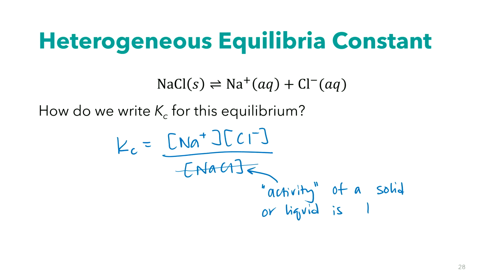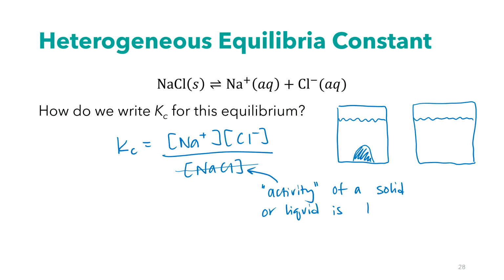The other reason, the place that I find comfort with this, is that I think you have some intuition for this, and we just talked about it in chapter 13. Here are two different solutions. They're the same volume. In one of them, I have a lot of NaCl. In the other, I have a very tiny amount of NaCl. Both of these are at equilibrium because I have some solid sitting at the bottom. I'm past saturation. But the concentrations are the same.